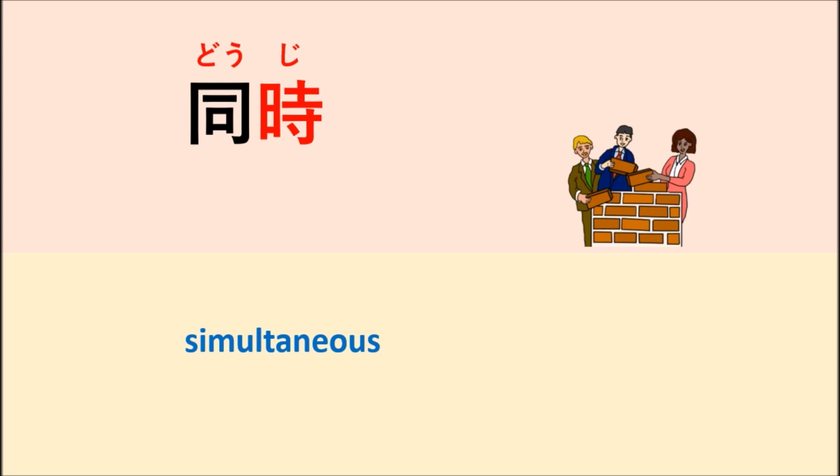勉強しながら同時にアルバイトもしてます。Which means you study, but at the same time you also do a part-time job. So for example, you do two things together.